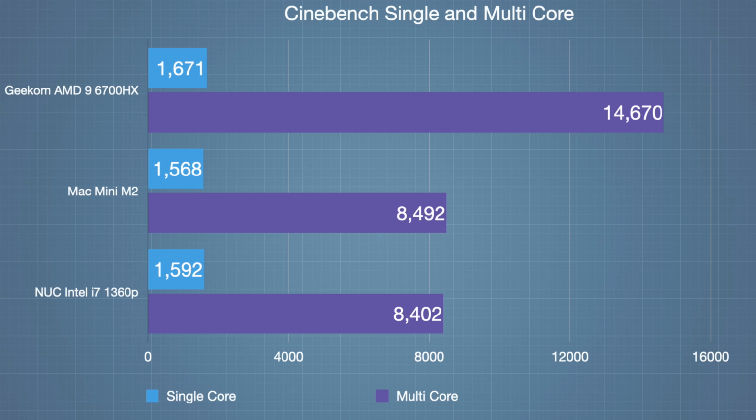14,670, whereas the Mac Mini M2, remember, is still using Rosetta, so it's not using a full Apple Silicon version of the software, and maybe that would help. But it's still quite impressive that it does still come out in front of the Intel i7 1360P for multi-core score, just ever so slightly behind in single core performance.